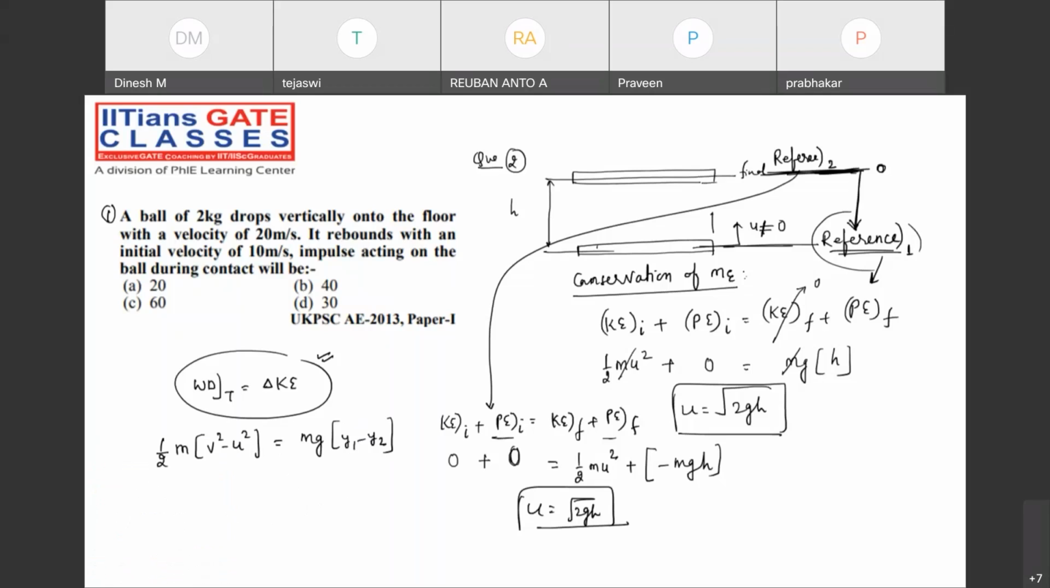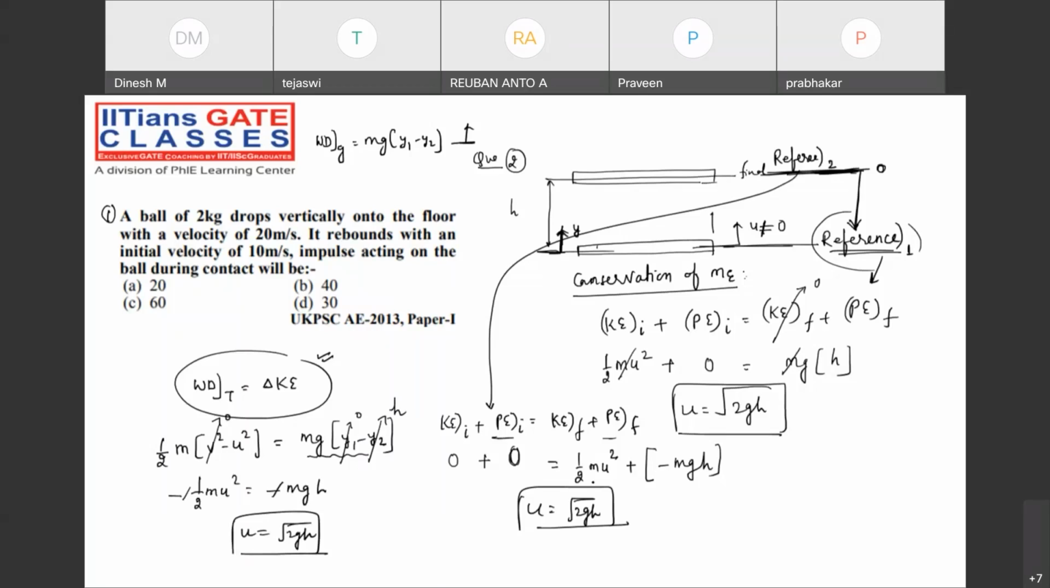What can we have from here? You are taking h from the ground level, suppose, and that is how the formula has been derived. Work done by gravity force has been derived as mg into y1 minus y2 while taking the reference from the ground. What is the initial y1? 0. What is the final y2? h. What is the final velocity? 0. What is the initial velocity? u. So minus half m u square equals minus mg h. Are you getting the same thing or not?